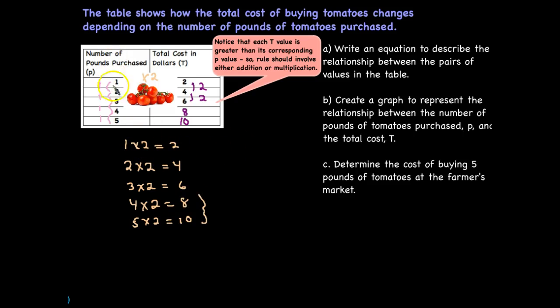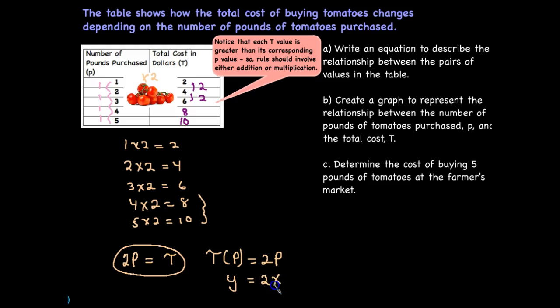So our rule is then to take the number of pounds, which is P, multiply that by 2, and we get the total cost in dollars, which is T. This is our rule. So we've taken what we found and we've turned it into a mathematical function. Now if we want to write it in function notation, we could write it as T of P is equal to 2P. We could also write this using our x and y variables. Total cost is y. It depends on how many pounds you have purchased. And so that equals 2 per pound, per every 1 pound.